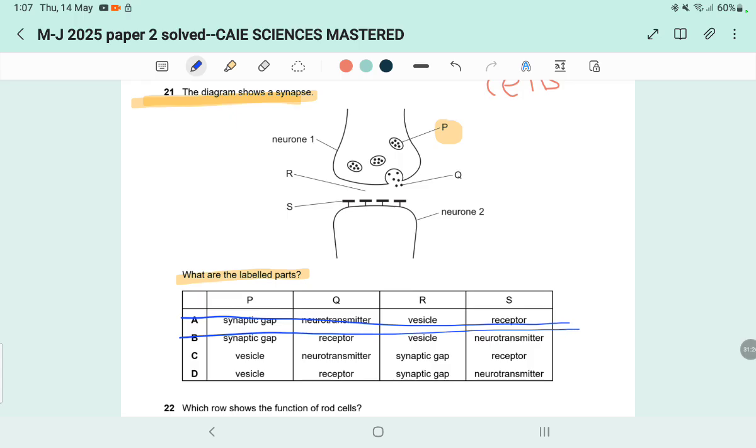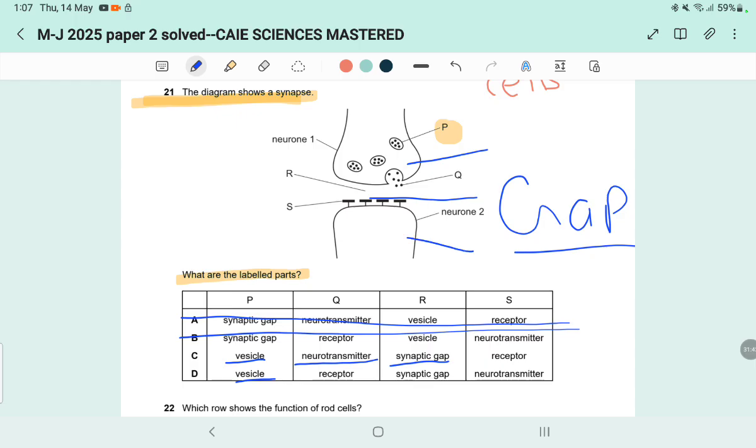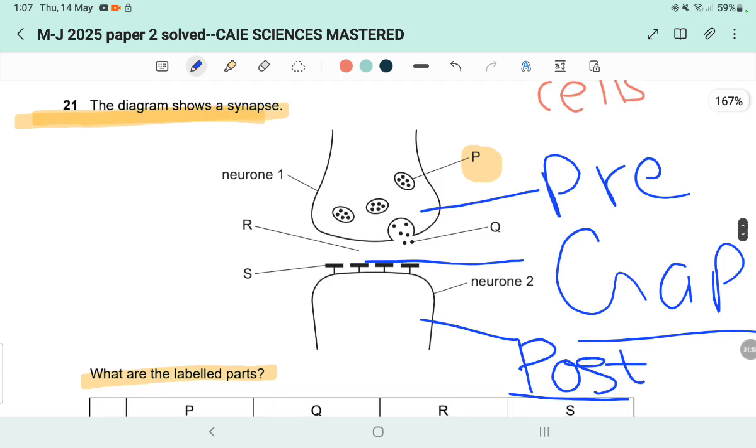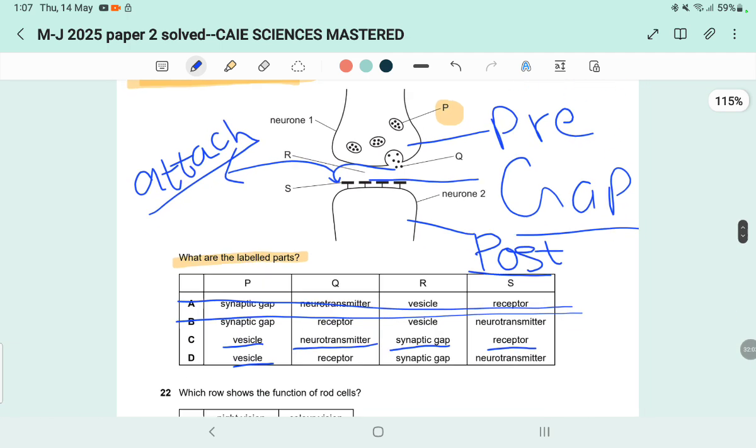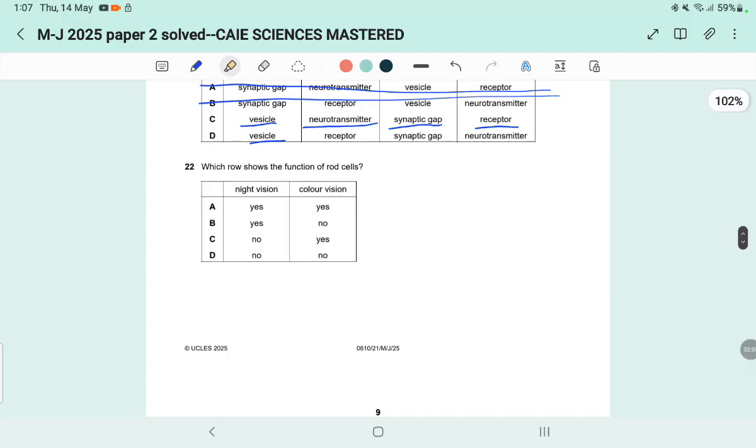Okay, now B will be a vesicle. Of course, it will be a vesicle. Q is a neurotransmitter, and I told you it's the acetylcholine neurotransmitter contained inside that vesicle. R is a synaptic gap, as you can see that here is a gap, and we say synaptic because it's between the presynaptic neuron and the postsynaptic neuron. Now S, of course, is the receptor where these acetylcholine neurotransmitters are going to attach. Okay, now moving on to the next question, 22.